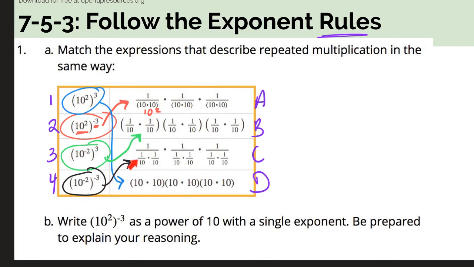And number 4, this is a really goofy looking thing where you don't usually have fractions within fractions, but 10 to the negative 2 power, here that is, with the 10s being kicked to the denominator, and then all to the negative third power, so then that whole thing gets kicked to the denominator here, and then there's 3 of them. Now B, write 10 squared to the negative 3 power as a power of 10 with a single exponent. Using your exponent rules, remember we can multiply those exponents, and that would be 10 to the negative 6th.